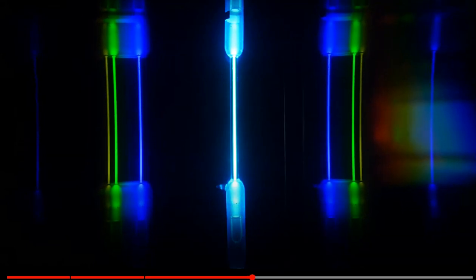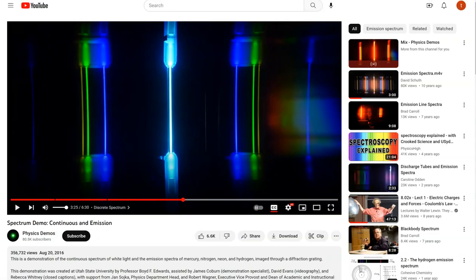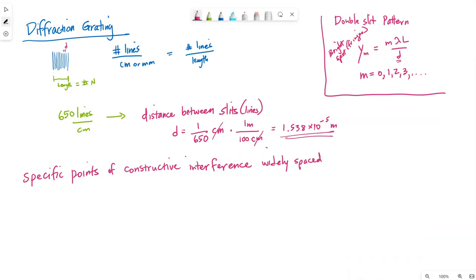So the mercury gas here is emitting specific wavelengths of light. The blue, the green. He goes through and shows nitrogen, I believe, neon, hydrogen. So again, I will link to this video so you can watch that later. Diffraction gratings are extremely helpful in spreading light out into its various components.